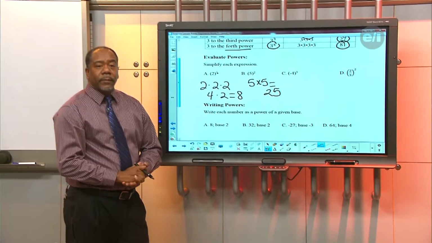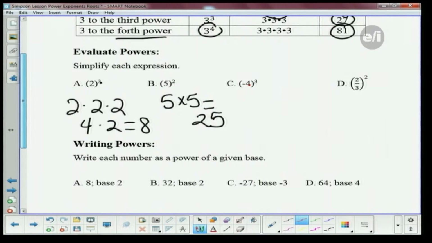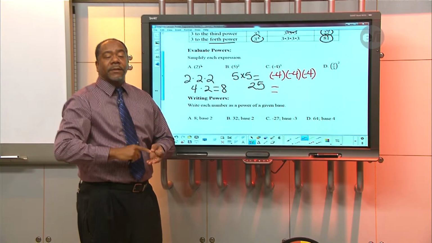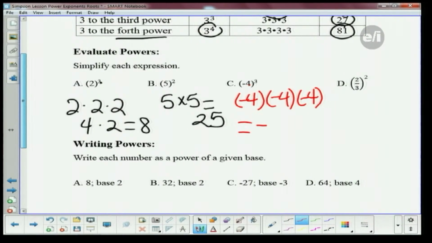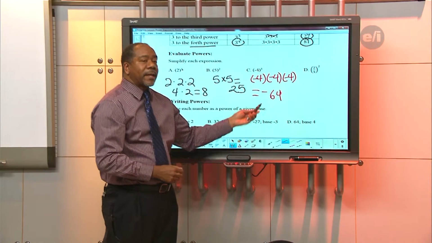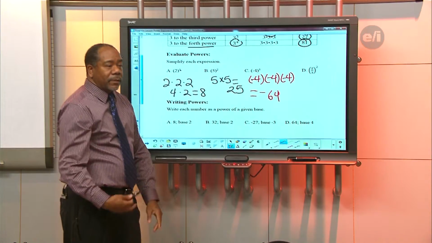Now this one's a little tricky. Notice this is negative 4. I'm going to take negative 4 to the third power. That means I'm going to go negative 4 times negative 4 times negative 4. And what you need to remember is a negative times a negative times a negative, because it's an odd number, my answer is also going to be negative. 4 times 4 is 16. 16 times 4 is 64. Now, what tricks a lot of students is they're going to write 64 and not negative 64. You want to remember, if the negative is odd, your answer is going to be negative.